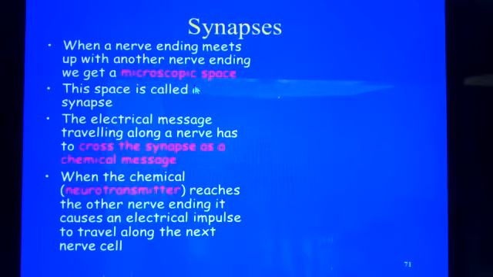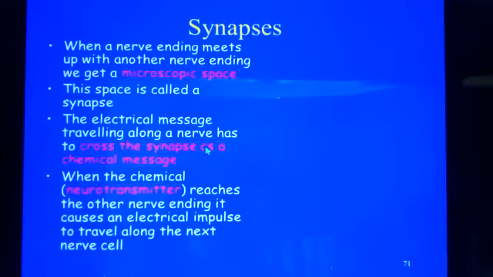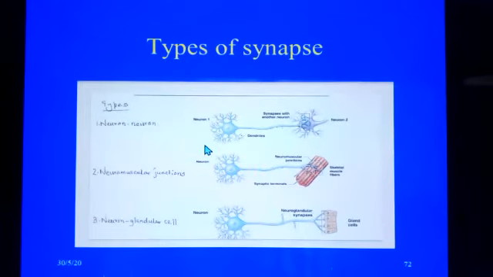So what is a synapse? It is a microscopic space between two adjacent neurons, or a neuron and a gland, or even a neuron and a muscle. So we've realized that a nerve impulse, as it is traveling along the axon, is electrical in nature. But when it is transmitted across a junction that we refer to as a synapse, it becomes chemical in nature.